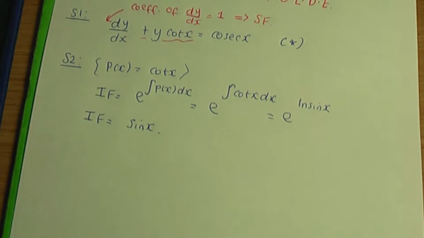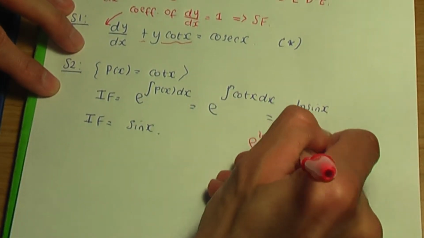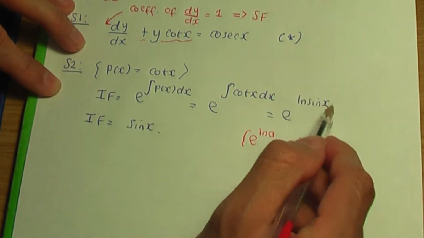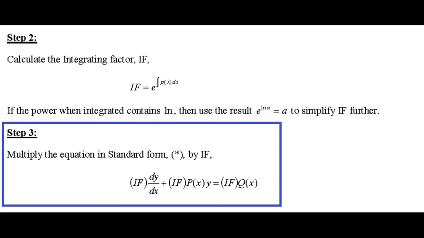So remember, since e to the ln a is a, that would make e to the ln sine x, sine x. So that completes step number 2. Now back to the screenshot. Step number 3, multiply the equation in standard form, which is star, by the integrating factor IF. And take note that you need to multiply every single term in your equation by IF. Back to the paper and pen.